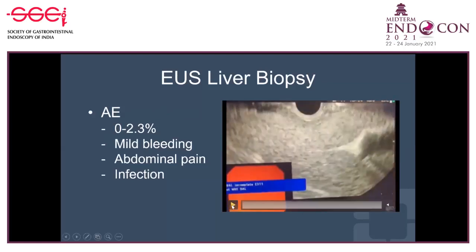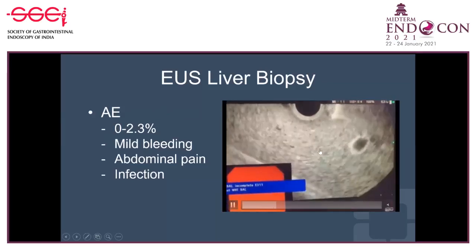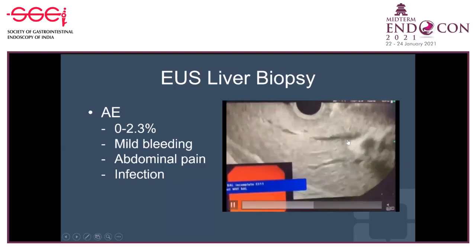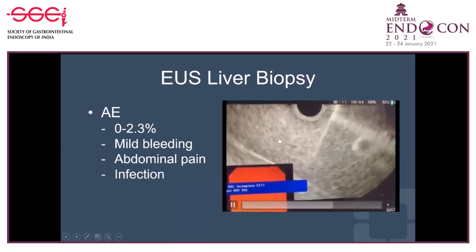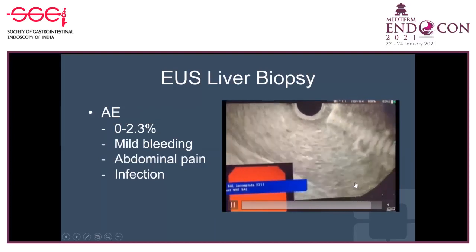I don't know if you guys paid attention to the video. Here you could see branches of the portal vein with echogenic wall, and then this was the left hepatic vein coursing longitudinally, dividing segment 2 and segment 3.